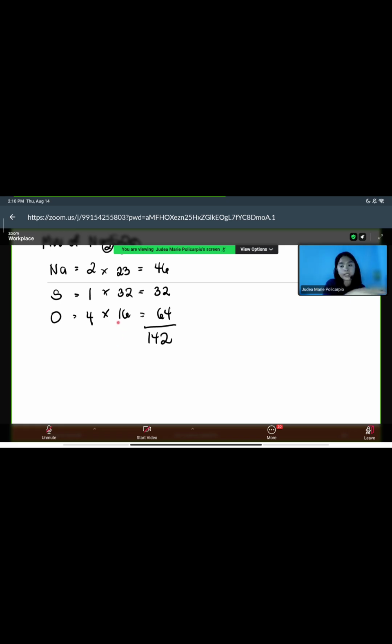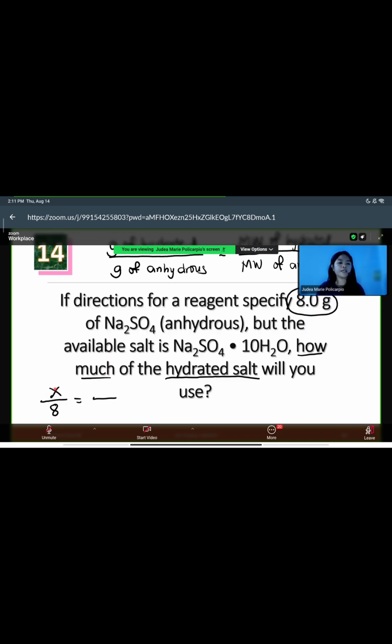Kung babalikan natin yung working equation natin kanina, we will be putting 142 sa molecular weight ng anhydrous, denominator ng right side of the equation. So, lagay muna natin ha. Babalikan natin to ulit, pero lagay muna natin yung molecular weight ng ating anhydrous. So, 142. Okay? And then, ano susunod natin gagawin?